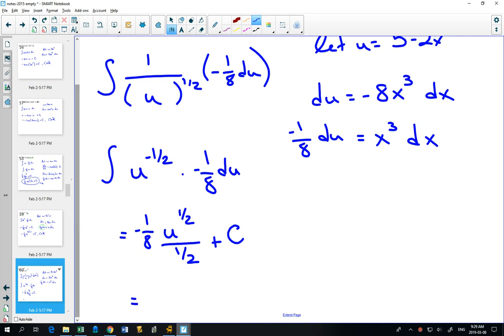Substitute back. This is going to be negative 1/4. U was 5 minus 2x to the 4, to the 1/2, plus c.